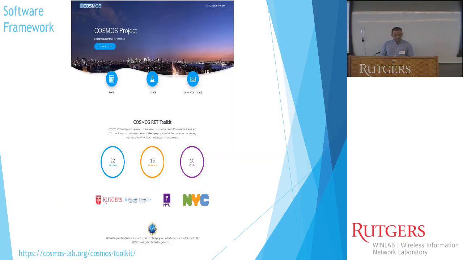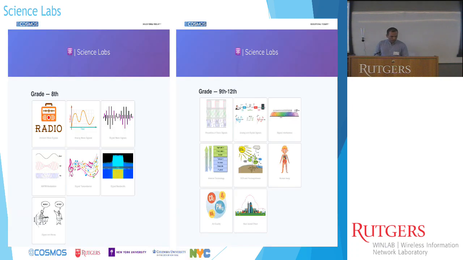So this is how the framework looks. We just open a web page, and for the moment we have 22 math labs, 15 science labs, and 10 CS labs that apply from grade 6 to 12. Then, this is an example of the science lab page. At grade 8, the students learn about ambient waves, so they can use a software-defined radio, an SDR, to capture these ambient wave signals like FM, and hear the music in the computer.